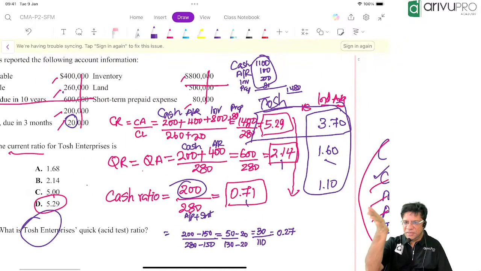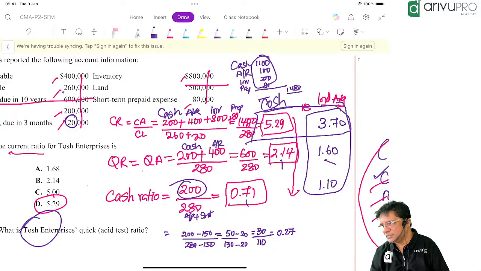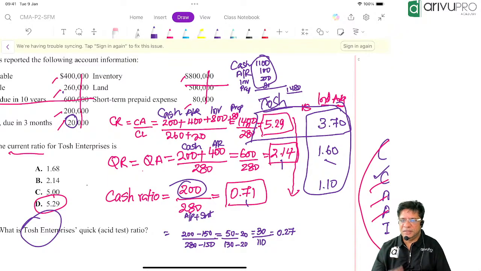So that is why in liquidity ratios, we start with current ratio, go down to quick ratio, go down to cash ratio. Understand the seriousness. You should be telling a good story, and here unfortunately it is a bad story.